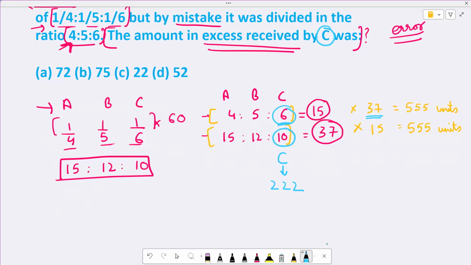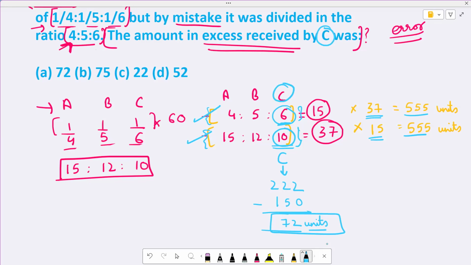Then we'll have to multiply C's correct part by 15, since we multiplied all these numbers by 15 and all these numbers by 37 to make them equal, right? They are already in proportion. The proportion doesn't change, just the overall quantity changes, so it has no major effect. Now, 222, and when you multiply 10 by 15, we get 150. On subtracting these, we get 72, which means 72 units is the difference between the incorrect ratio and the correct ratio of C.